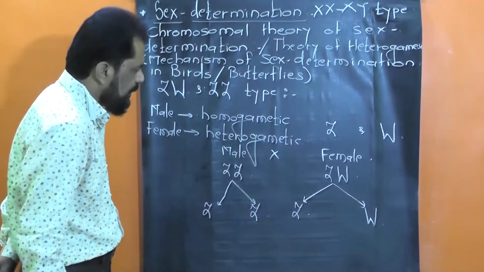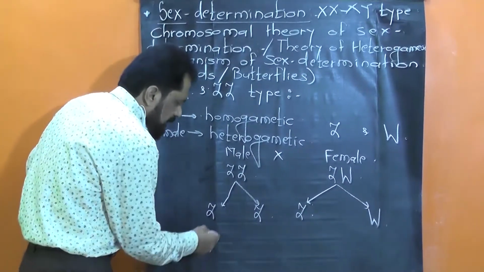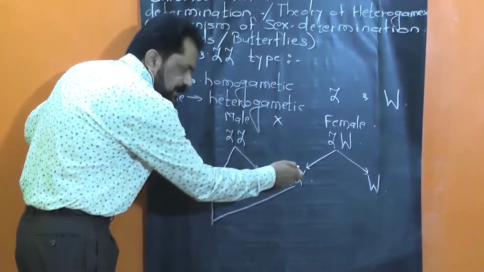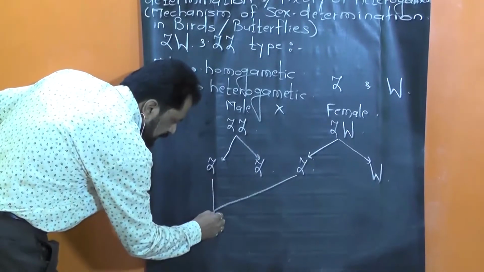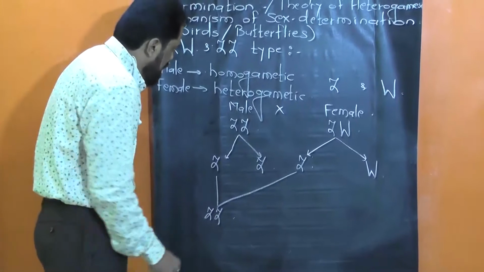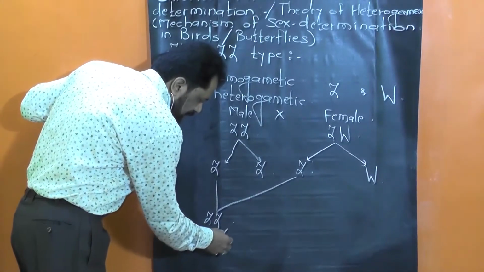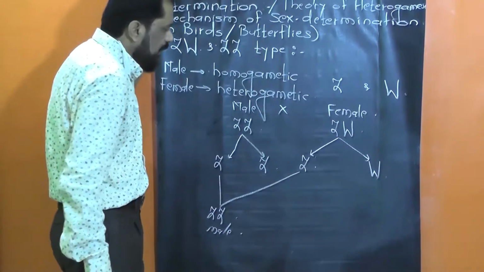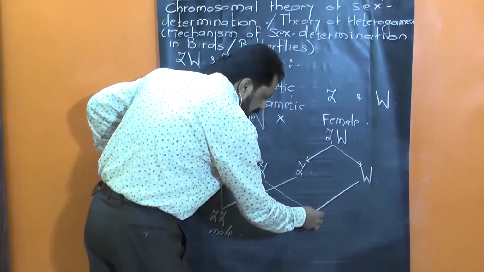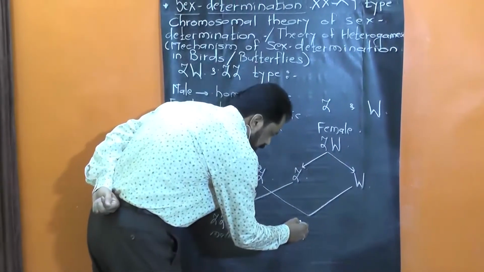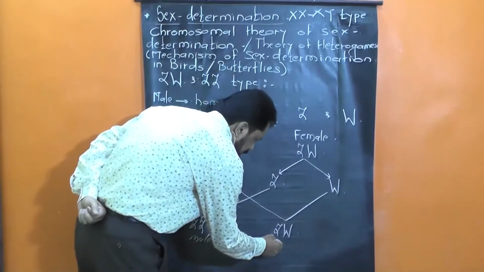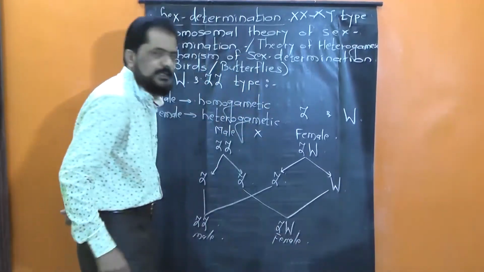Now, during fertilization, when the male gamete fertilizes the female gamete with Z as a sex chromosome, the resultant zygote is with ZZ as a sex chromosome, that is, a male individual is conceived, while when the male gamete fertilizes the female gamete with W, then the resultant zygote is with ZW and the female individual is conceived.